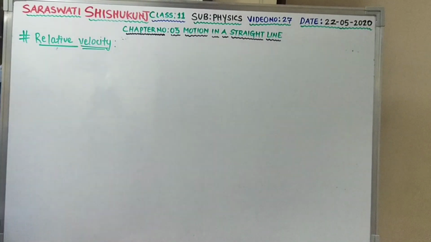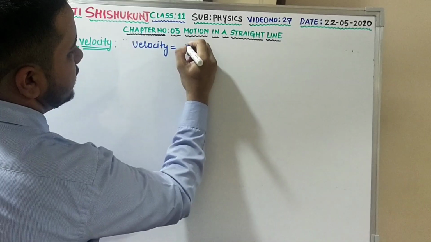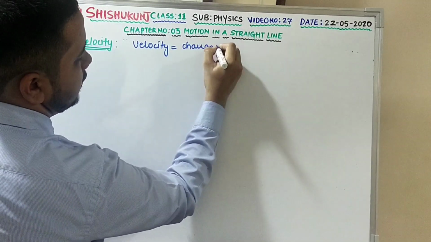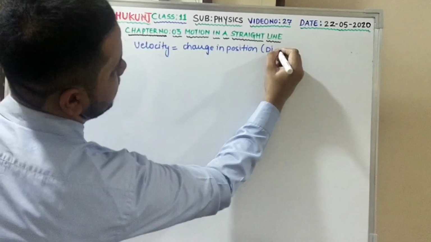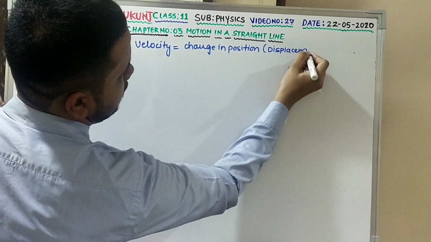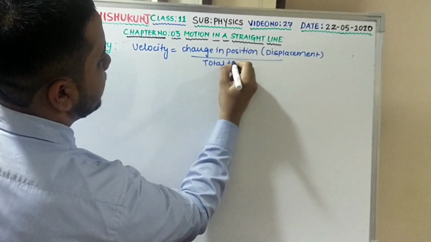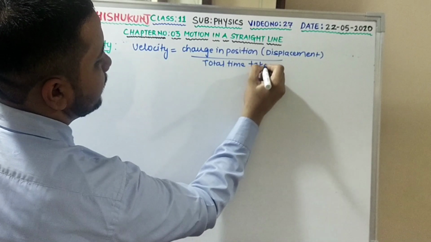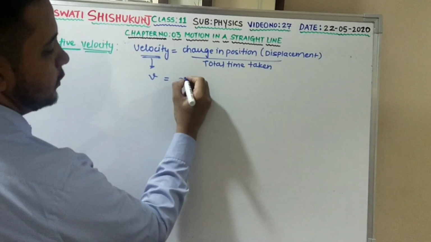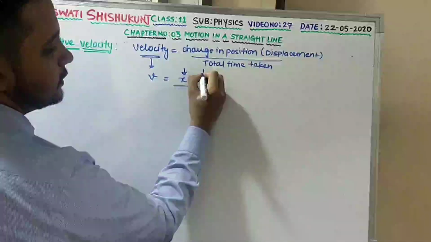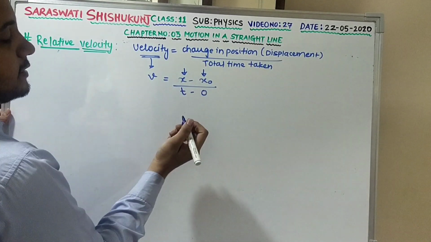Now I am giving you an example. Velocity, we already know, is change in position, also known as displacement, divided by total time taken. Is this clear? Now if this is velocity v, then change in position is final position minus initial position. Final time instant t, initial time instant 0.